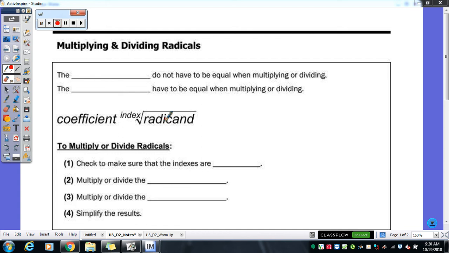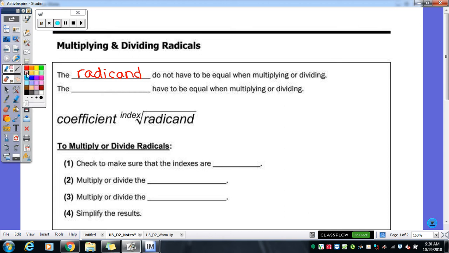So we are working on multiplying and dividing radicals today, which is very similar to our simplifying radicals, only you've got one step to do first, and then you're going to simplify like we were doing before. So a couple of things. The radicands do not have to be equal when multiplying or dividing, and in case you forgot, your radicand is that number that is underneath the radical sign. So those do not have to be the same when you're multiplying and dividing.